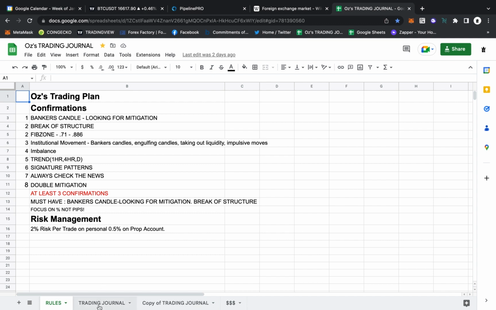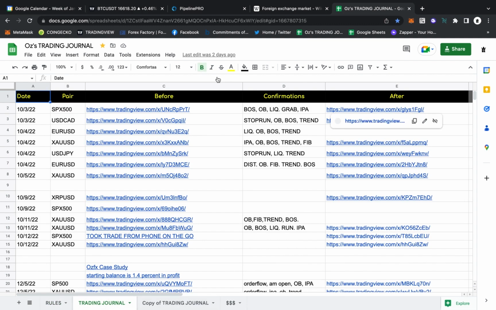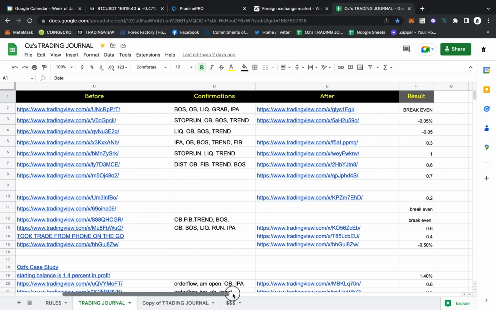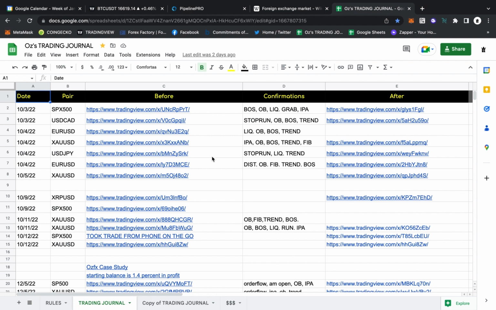And then also you need a trading journal. As you can see here, you got the date, pair, before, confirmations, after, and then you want the result in there as well. You can even put some other things in here, like how you were feeling, why did the trade lose, why did the trade win, however you want to do it, right? But you want to be tracking your progress. You want to be tracking your trades. It may seem to get daunting and monotonous after a while, logging trades, trade after trade after trade. But I'm telling you, discipline and commitment goes a long way.